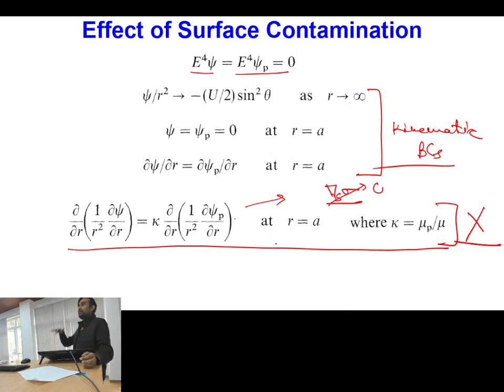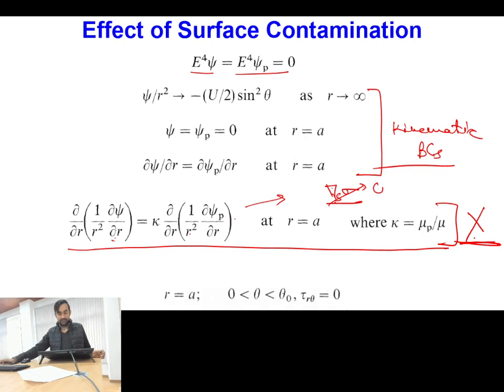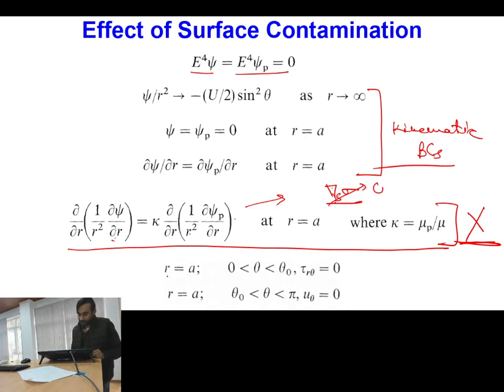In case of the Hadamard solution, we considered this particular boundary condition, and this was nothing but the balance of tangential stresses, particularly by mentioning that we are not having any surface contamination present in the system. But if there is surface contamination, then these two tangential stresses will not be equal, but must have this gradient of surface tension over sigma. So that's why, when we are taking the effect of contamination into account, this particular boundary condition will not be applicable.